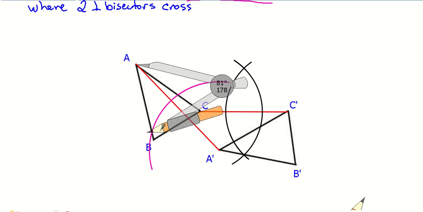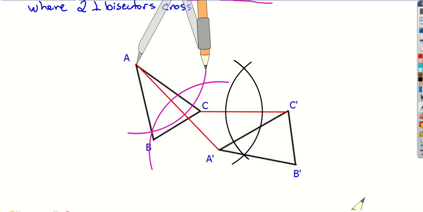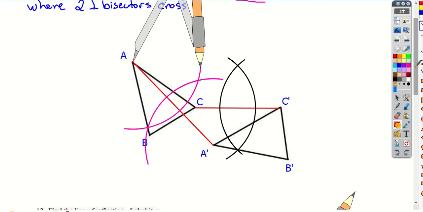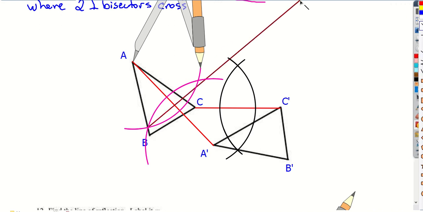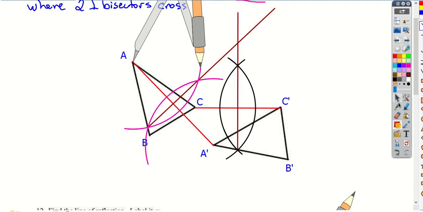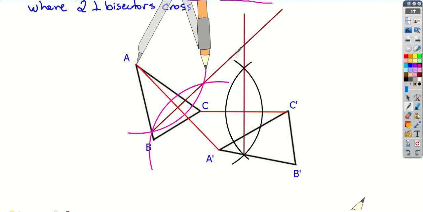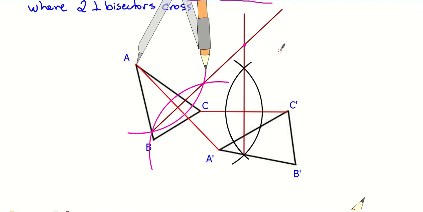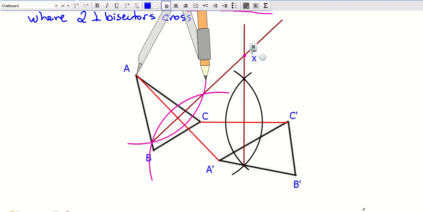Not changing our compass length when we set it. All right, and then we're going to draw in. Let's get a cool little color here. Let's go with this guy. So there's the first perpendicular bisector, and there's the second. And you can see where they meet up there, right? That is point X, which is the center of rotation.